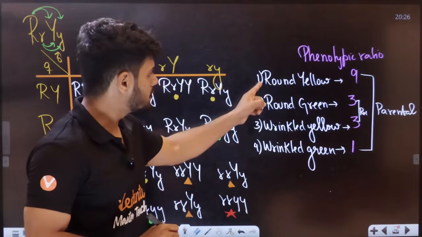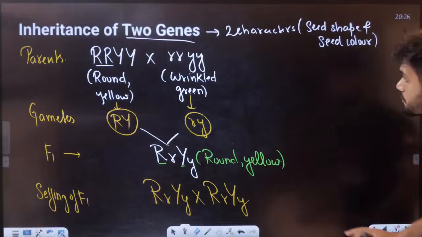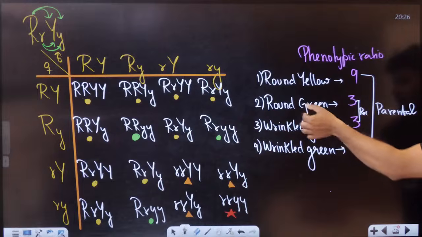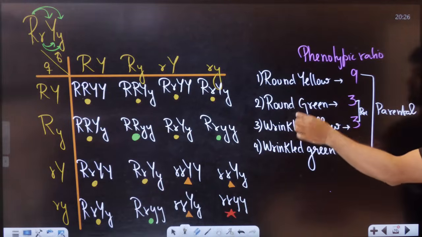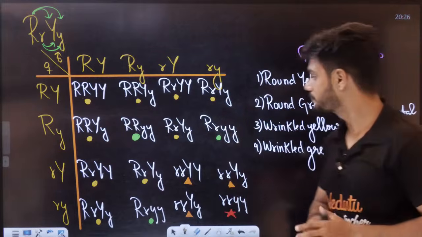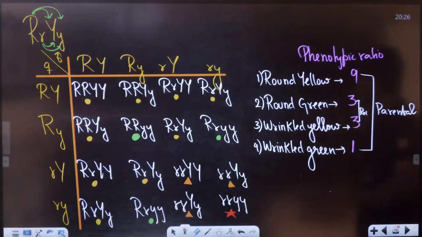Recombinant, because see, round yellow and wrinkled green was present here also. So these two are parental, but these two are because of recombination. These are a mixture, basically mix and match. That is round green and wrinkled yellow. Those are the recombinant types, students.